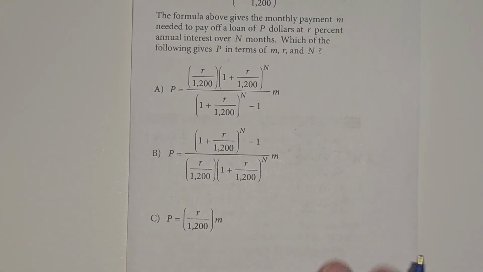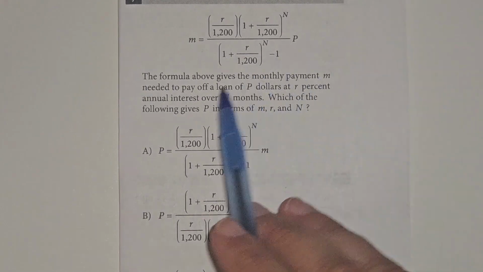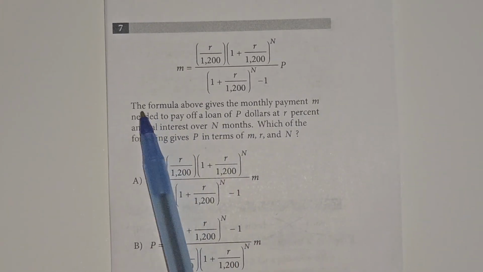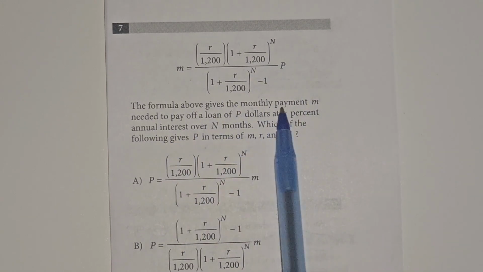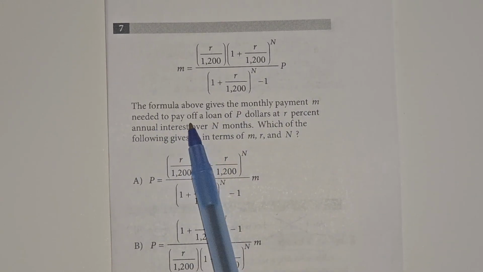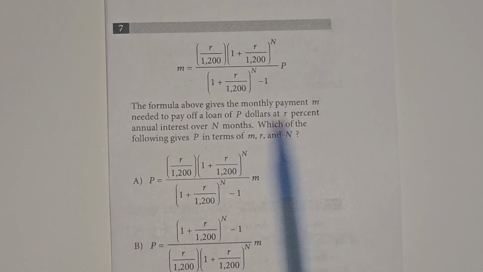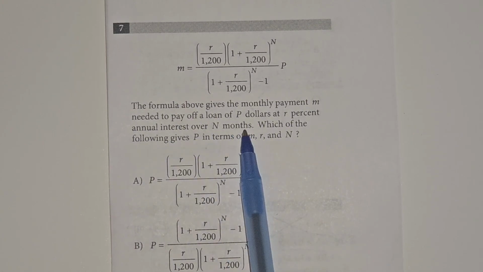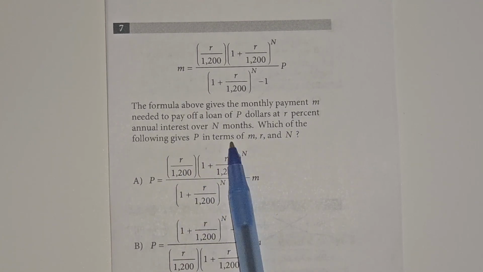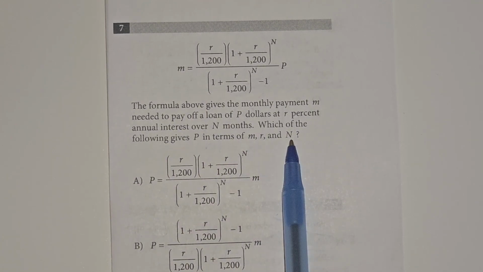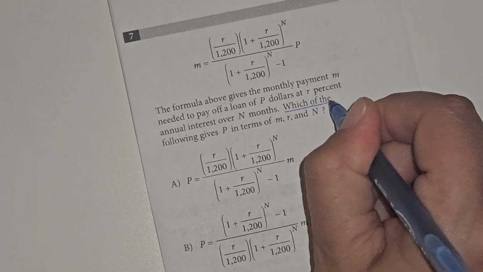All right, now this is a kind of a long one, but let's go ahead and read the question. This big old formula above gives the monthly payment M needed to pay off a loan of P dollars at R% annual interest over N months. Whew. Which of the following gives P in terms of M, R, and N? So let's underline the question.